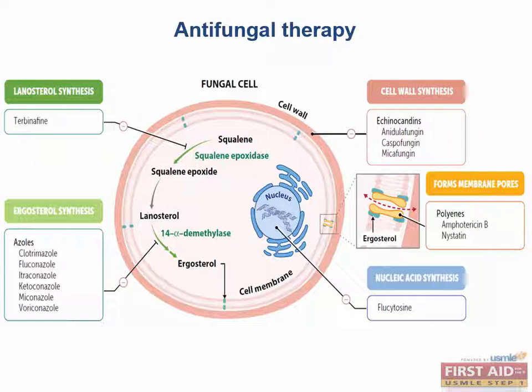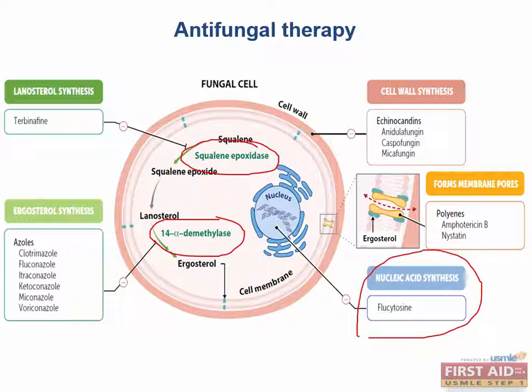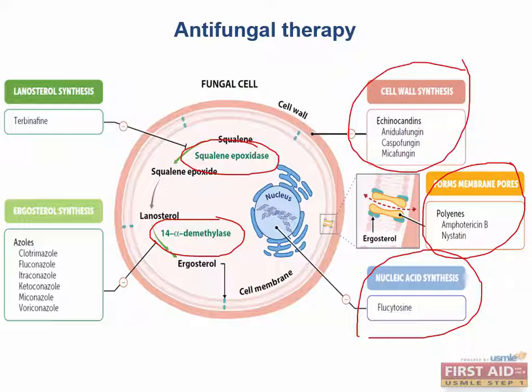Here's a diagram from First Aid that puts all the antifungal therapies onto an organized schematic of the fungal cell. We can see there are 5 strategies for killing fungal cells with medications. Namely, we can interfere with ergosterol synthesis by inhibiting squalene epoxidase. We can mess with ergosterol synthesis by messing with 14-alpha demethylase. We can also inhibit nucleic acid synthesis, flucytosine. We can disrupt membrane competency with the polyenes, and we can interfere with cell wall synthesis with the echinocandin medications. Now with this nice general overview, we can start talking about each medication individually.